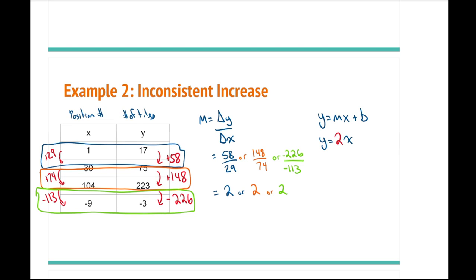And then for our constant, or that b value, we need to work backwards. So if I want to work backwards to position 0, I'm going 1 position backwards. I know what my slope is for every 1, which is 2. So if I go backwards, I need to take away 2, which gives me 15. So when x is 0, y is 15. So that means my constant is 15. So the equation is y equals 2x plus 15.